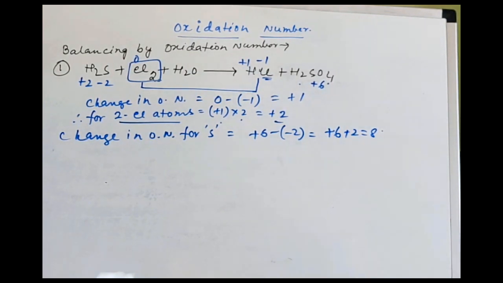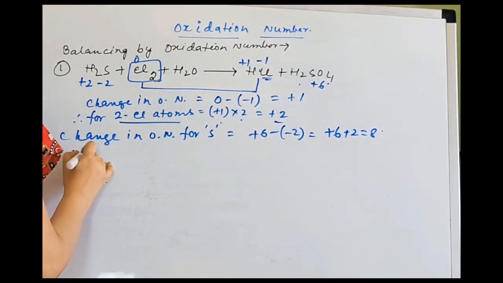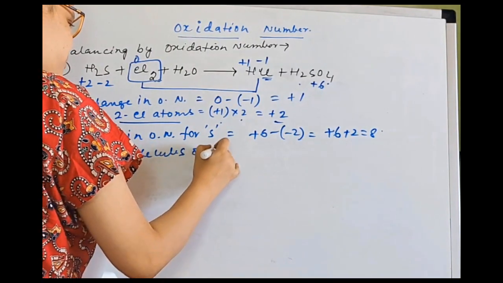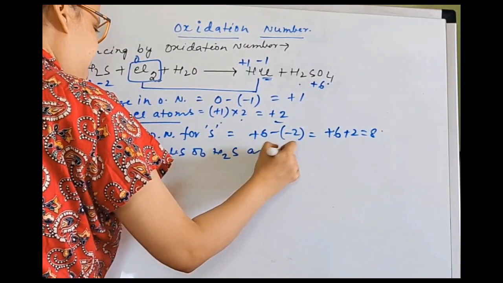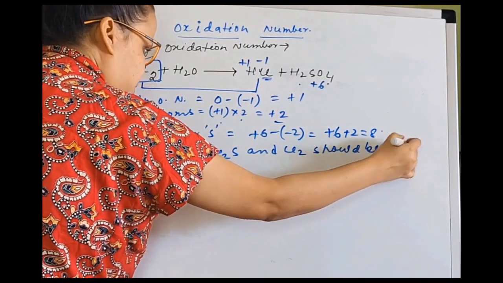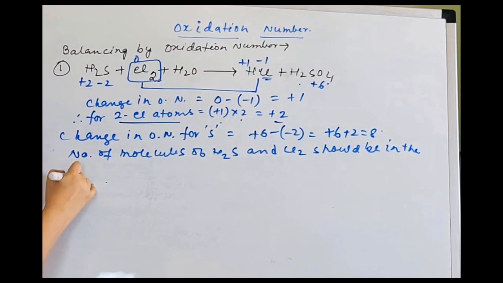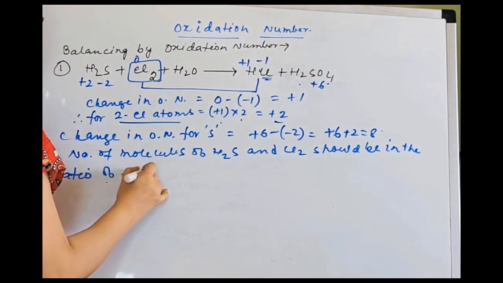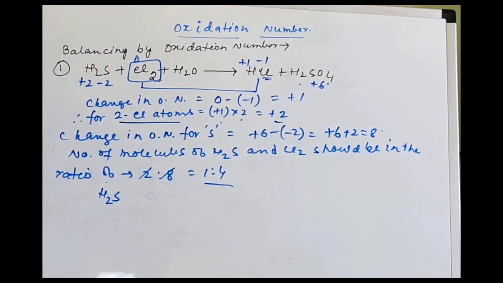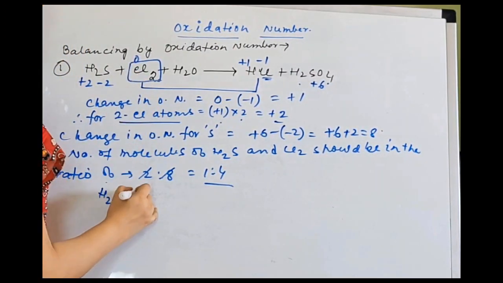So, to neutralize the effect of increase and decrease of the oxidation number in the given equation, the number of molecules of H2S and chlorine should be in the ratio of 2:8, that is equal to 1:4. Before chlorine we are putting 4.